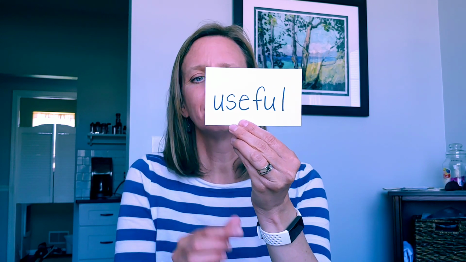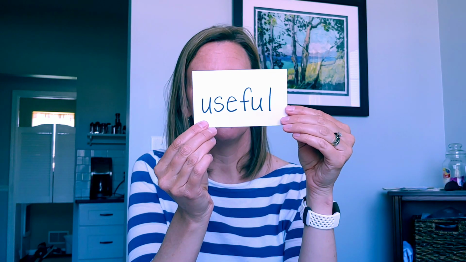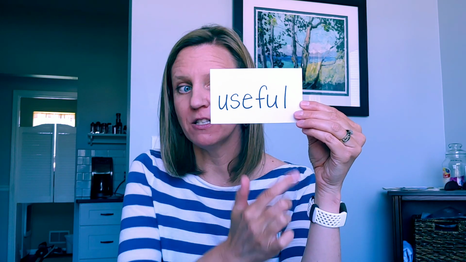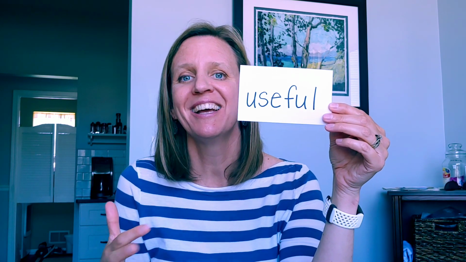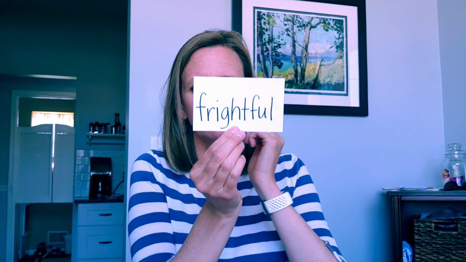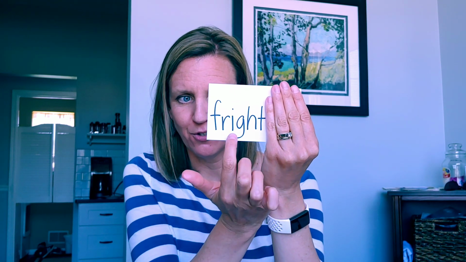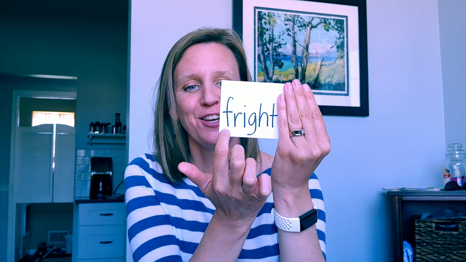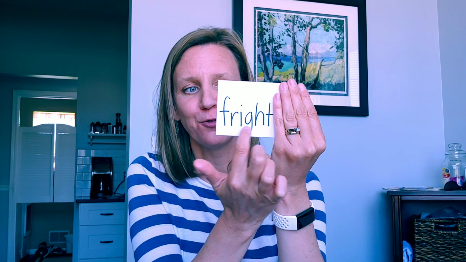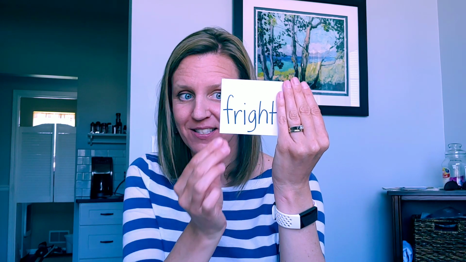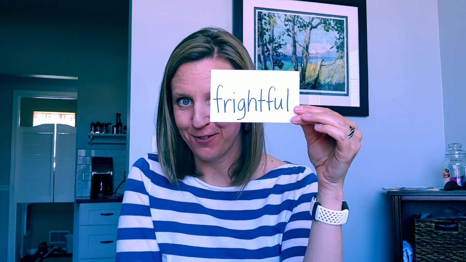This one's a little easier. It has the suffix again. The main part of the word is use, useful, which means full of use. If something's useful, that means you can use it a lot. Cover up the suffix. We also will have to remember what IGH says. Fright, fright. Now we can uncover the suffix. Frightful.